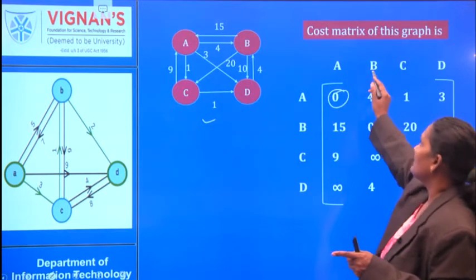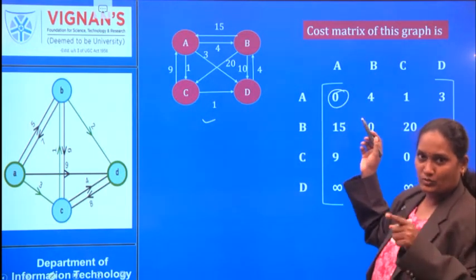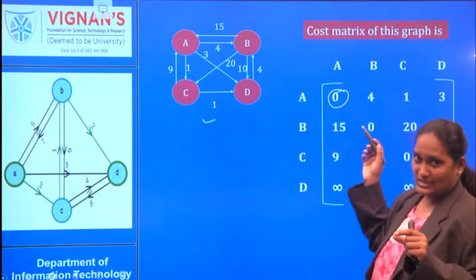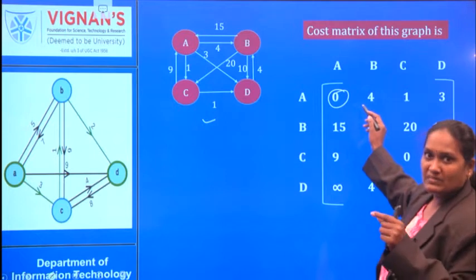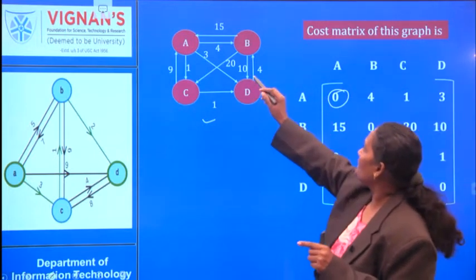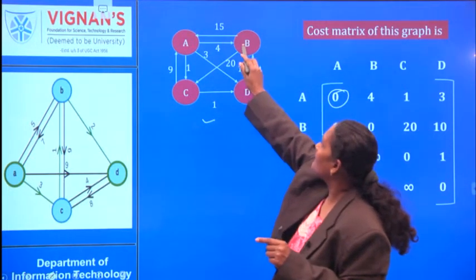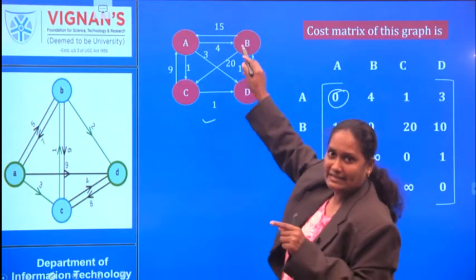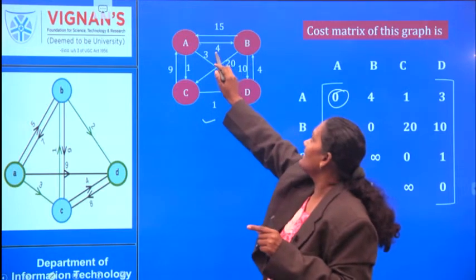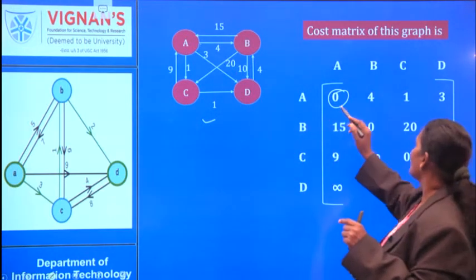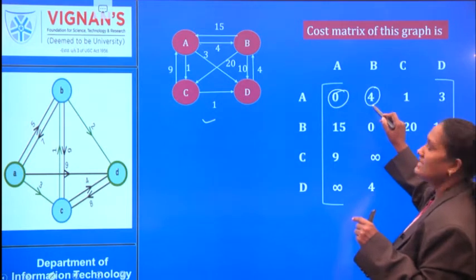Cost of A to B. If there is an edge between A and B, the weight we assign to that edge is represented as the cost between A and B. Now here you can observe there is an edge from A to B. This is a directed graph. This edge is A to B and the weight assigned to this edge is 4. So here the cost of A to B is 4.